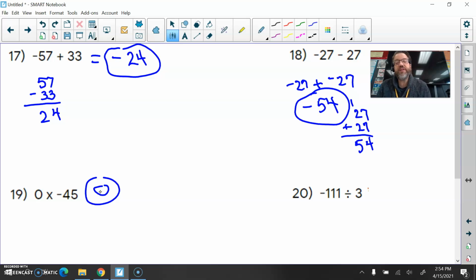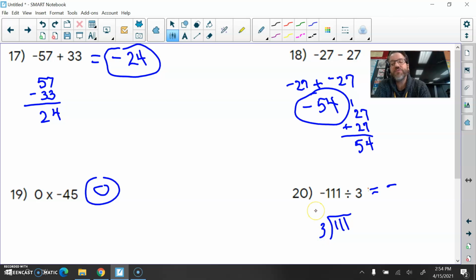Now number 20, there we have one negative sign. We're dividing. And multiplying and dividing, anytime you have two negative signs, you'll get a positive result. If you only have one negative sign, it will be negative. So I'll put my negative sign down here. And then I'm just going to divide the numbers as if there were no negatives at all.